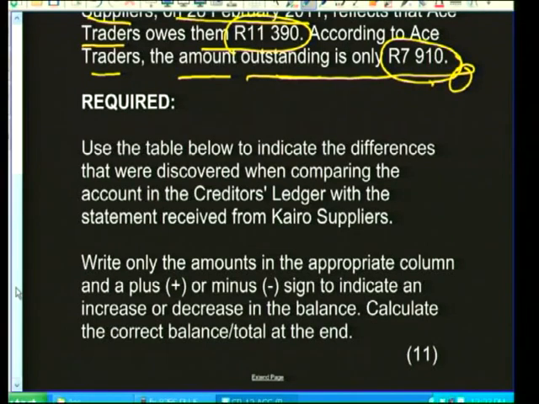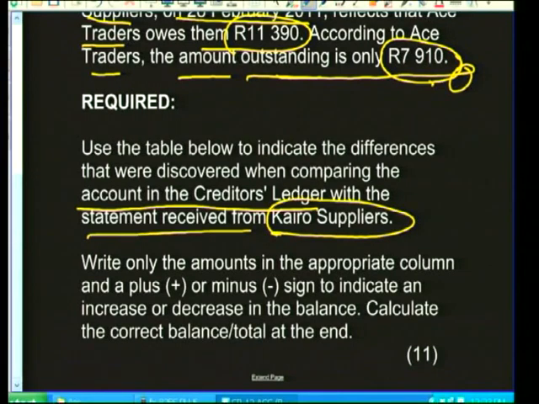Use the table below to indicate the differences that were discovered when comparing the account in the creditors ledger with the statement received from Cairo Suppliers. Write only the amount in the appropriate column, a plus or a minus sign to indicate an increase or a decrease in the balance. Calculate the correct balance or the total at the end. Okay, so you are focused. This is what is expected of you.